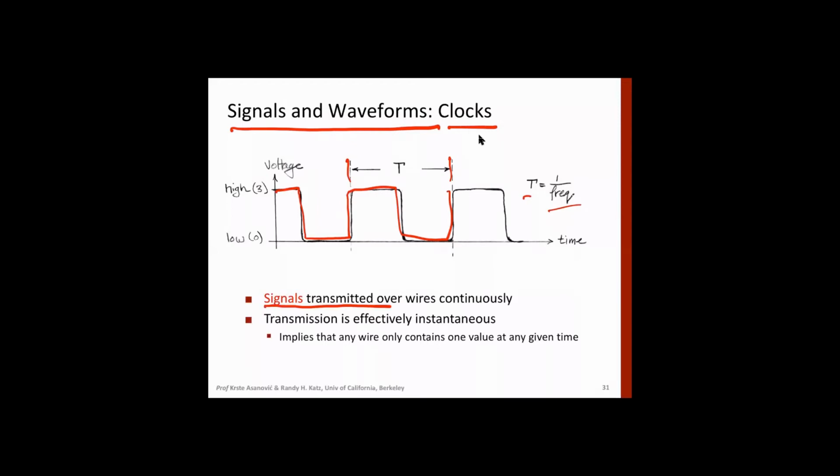Signals are transmitted over wire continuously, and transmission is effectively instantaneous. So we assume in the design that there is no propagation delay, or time for a signal to travel between two ends of the wire. We assume 0 right now. Once somebody is doing a very detailed design, they may have to consider propagation time as well. But right now, if a bit has been placed in a wire, it is instantaneously available at all points in the wire. That's the assumption we'll take.